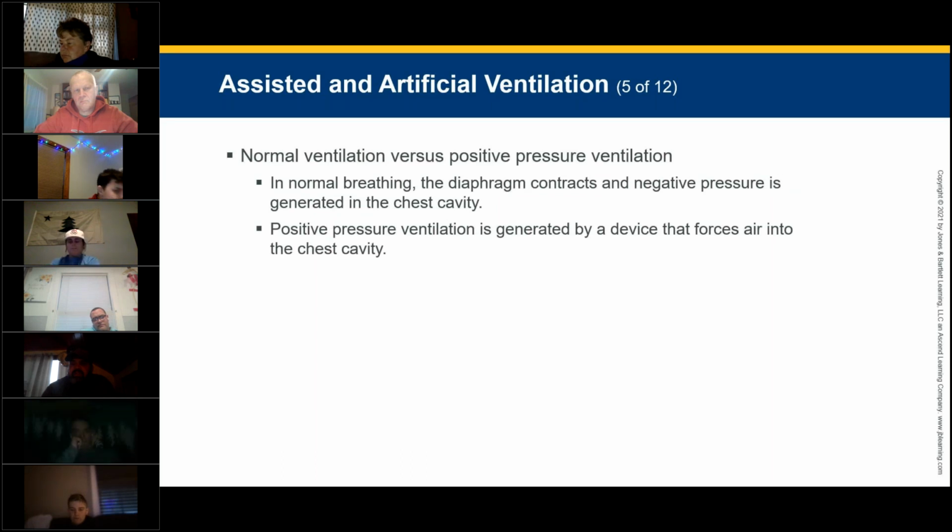Normal ventilation versus positive pressure ventilation. Artificial ventilations are necessary to sustain life, but they're not the same as normal breathing. In normal breathing, the diaphragm contracts and negative pressure is generated in the chest cavity, which sucks the air into the chest. Positive pressure ventilation generated by a device just forces air into the chest cavity. It doesn't actually have the movement of the diaphragm.